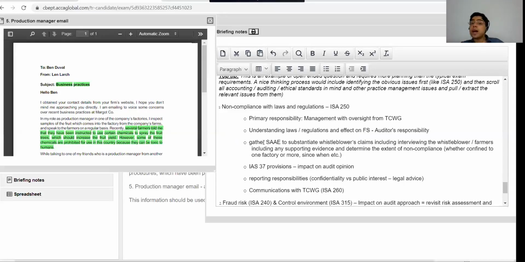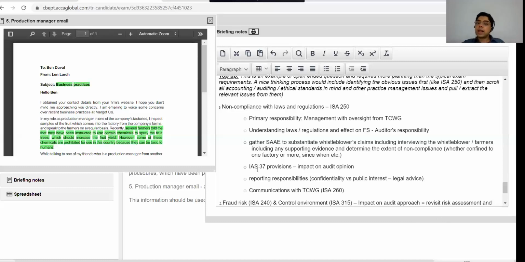You could say that you would have to gather sufficient appropriate evidence to substantiate the whistleblower claims. Maybe they're false claims. So you would have to first gather evidence to substantiate the whistleblower claims. And that could include interviewing the whistleblower. That could include interviewing the farmers, including any supporting evidence, and determine the extent of non-compliance, any regulatory notices that have been issued by the regulators. You would also have to determine the extent of non-compliance, I mean, whether that is confined to one factory or more, and since when that illegal non-compliance has been happening. So you would have to gather evidence surrounding the related incidental issues.